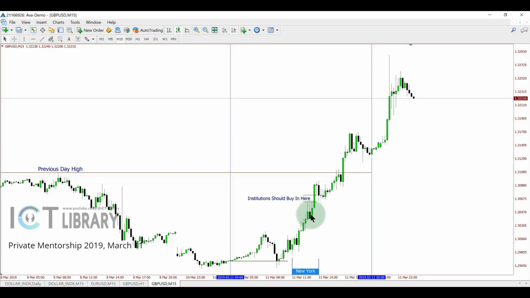Now, I could have went in here and bought right inside this down close candle. Right when this candle was right at the close, I could have bought right there. That's a close proximity entry. That is an institutional order flow drill. You could do that as well. It doesn't have to be the inefficiency.